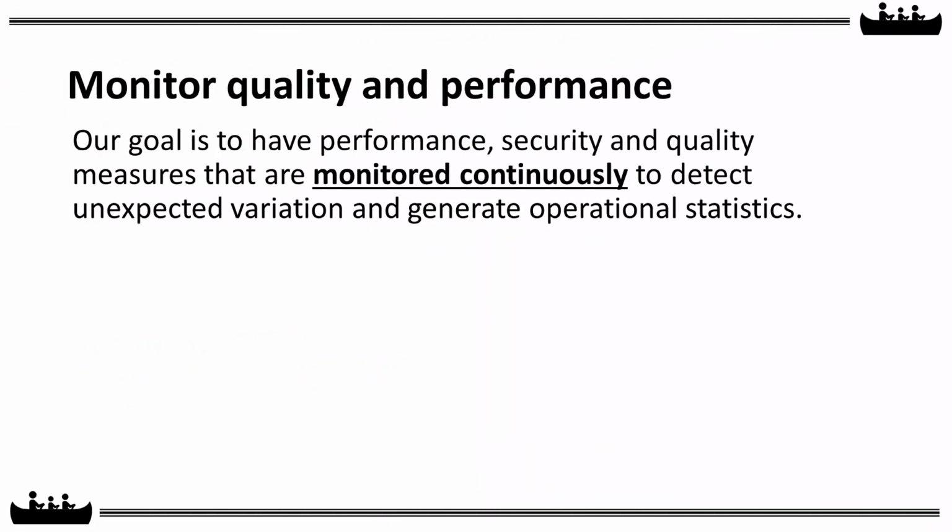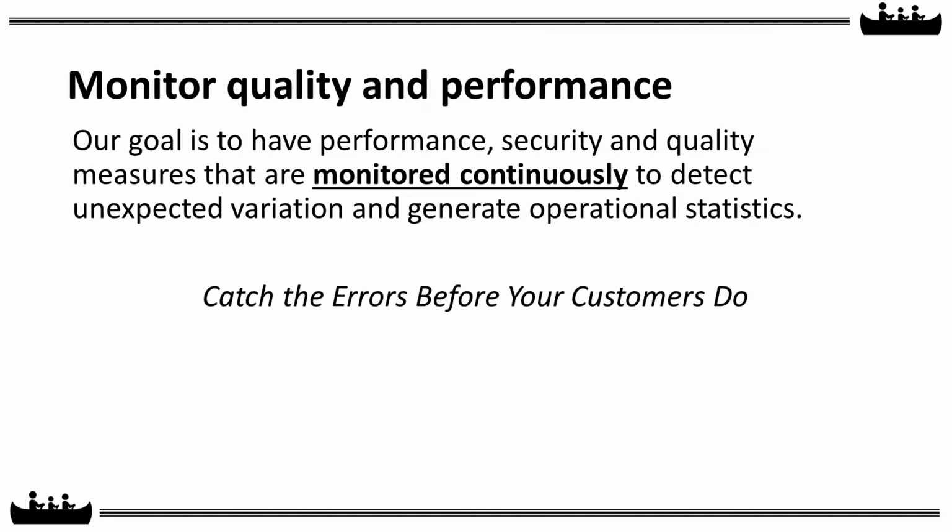The fourth principle is monitor quality and performance. Our goal is to have performance, security, and quality measures that are monitored continuously to detect unexpected variation and generate operational statistics. From the lean manufacturing world, this is known as statistical process control. If a column of data used in a report was 10% empty, but jumps to 15% overnight, you'd want to know, right? So in my own terms, this principle means catch the errors before your customers do.